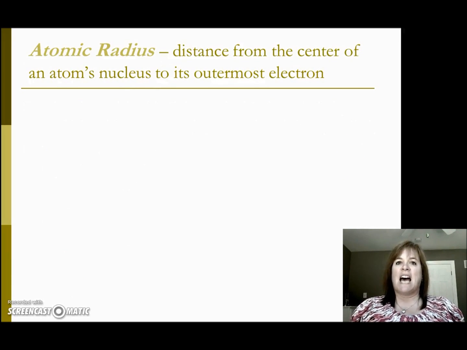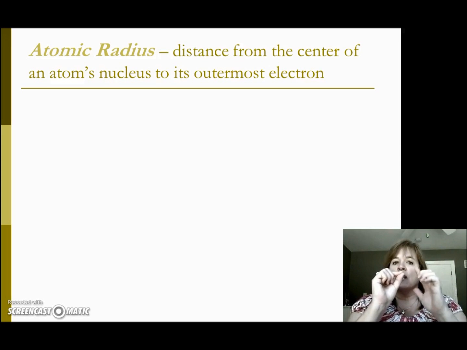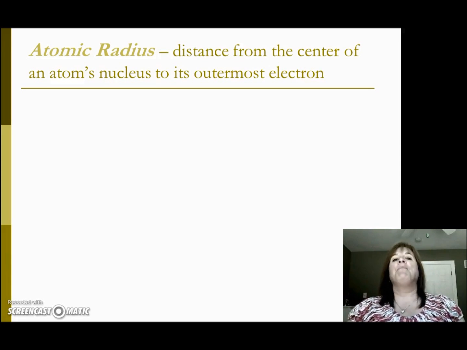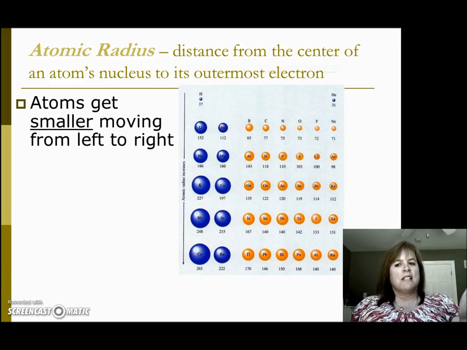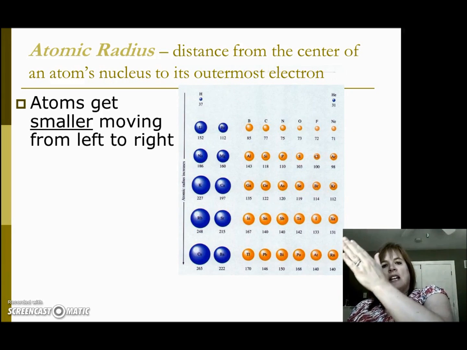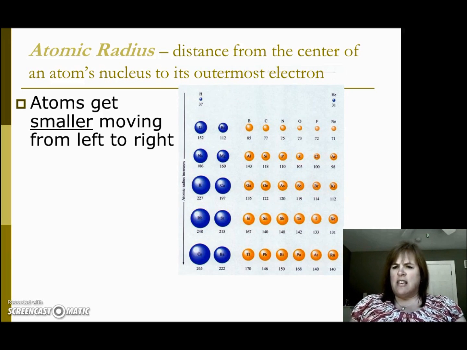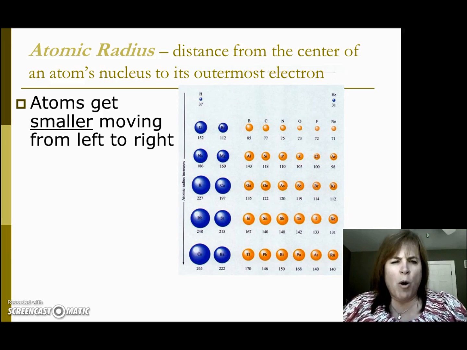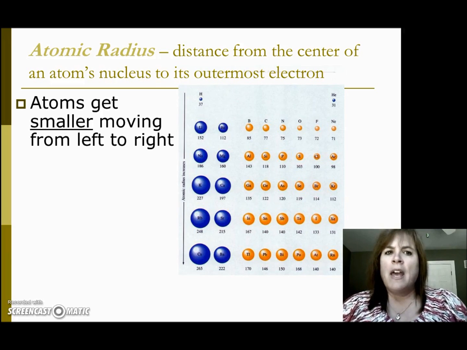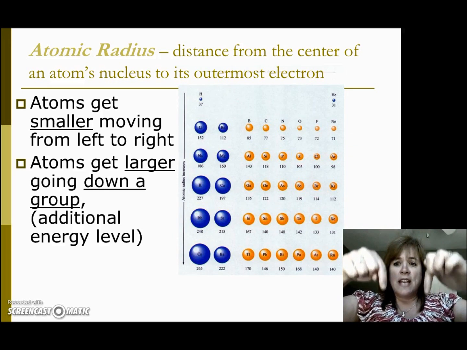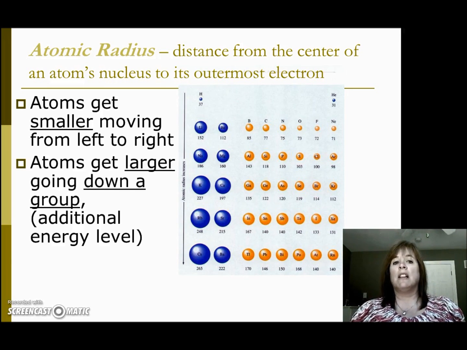Let's talk first about size. Size matters, right? Atomic radius is the distance from the very center of an atom's nucleus to that outermost electron. So it's kind of like how big it is. What's interesting is that as we go across the periodic table, as we increase our number of valence electrons, the atoms actually get smaller. We'll have to talk about why that is. As we go down the periodic table, the atoms get larger.